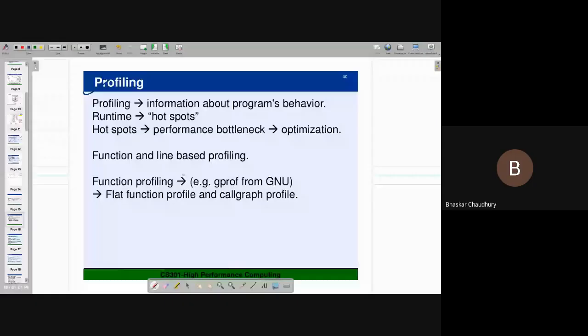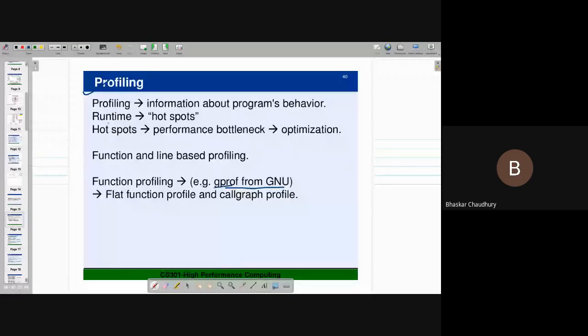So a very popular open source profiler is gprof, the GNU profiler. It is already installed in the machines which you have been provided access to. What profiling does is give information about the program's behavior.